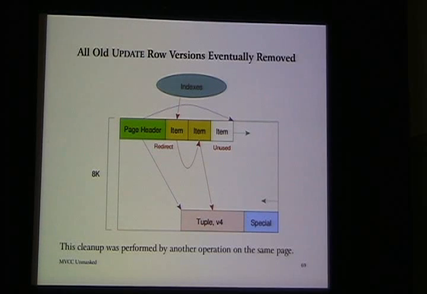So as you can see, this really reduces the problem of having too many index entries for an update, and also the problem of what we call consuming item pointers. So you're consuming a lot of item pointers to the update.